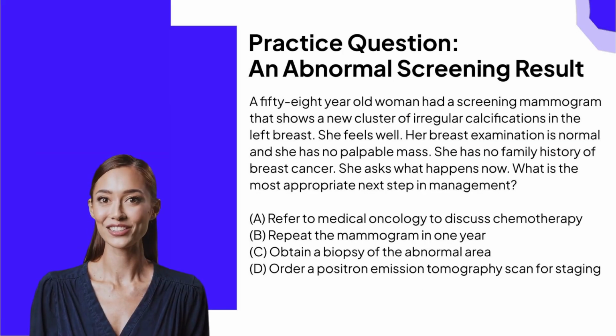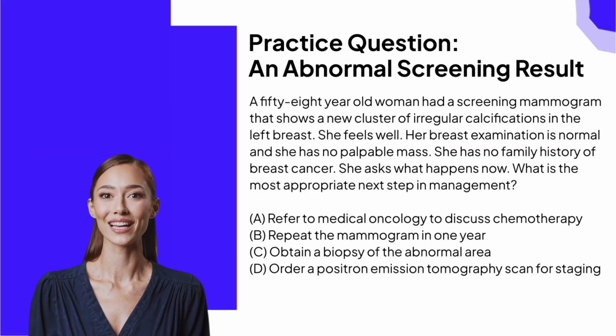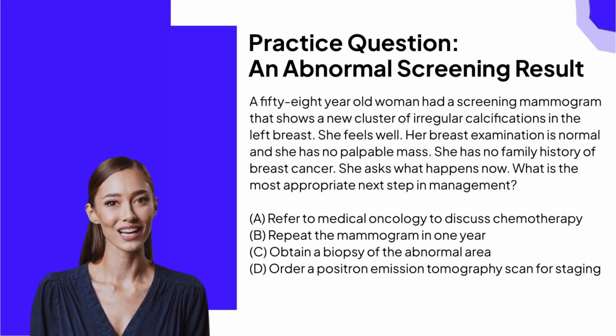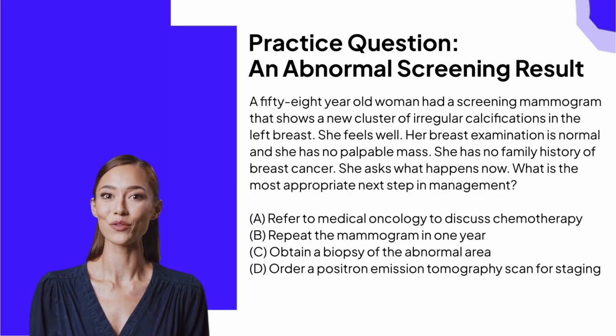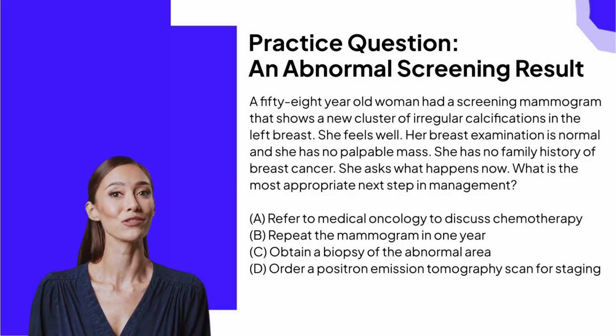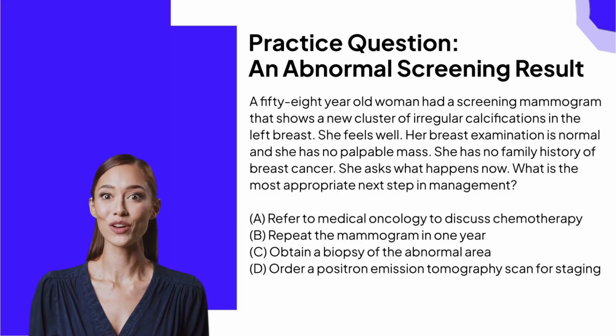Here is our second practice question, and this one goes straight at the abnormal results stem. A 58-year-old woman had a screening mammogram that shows a new cluster of irregular calcifications in the left breast. She feels well. Her breast examination is normal, and she has no palpable mass. She has no family history of breast cancer. She asks you what happens now.